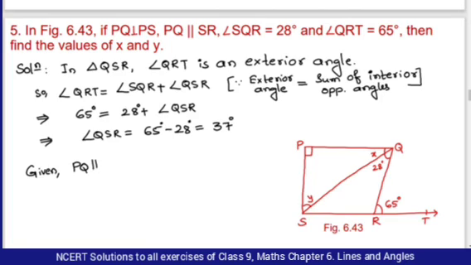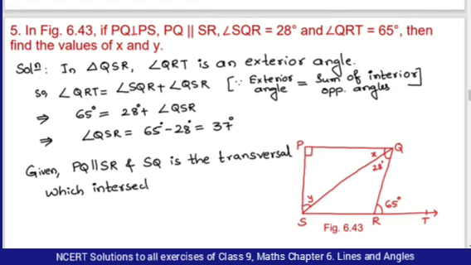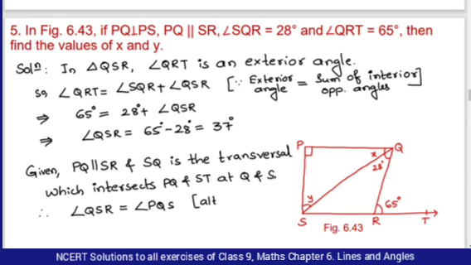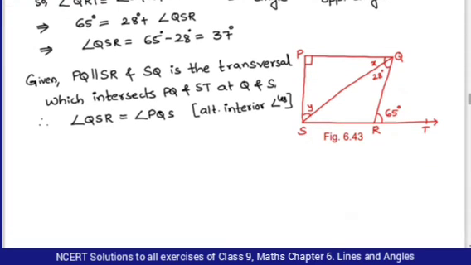Given that PQ is parallel to SR and SQ is the transversal. SQ is the transversal which intersects PQ and SR at Q and S. Therefore, we can say that angle QSR is equal to angle PQS because both are alternate interior angles. This implies x is equal to 37 degrees. x is equal to 37 degrees.